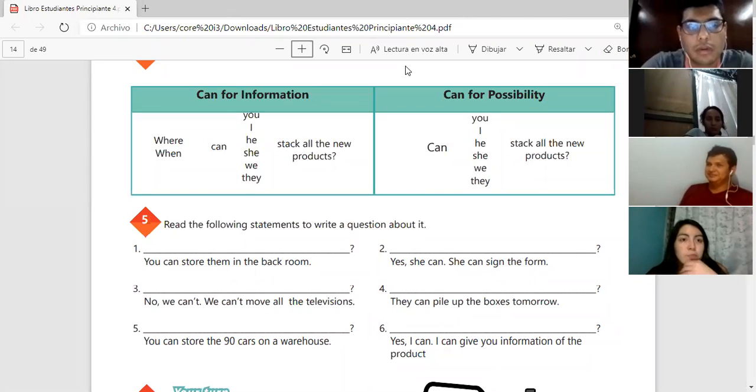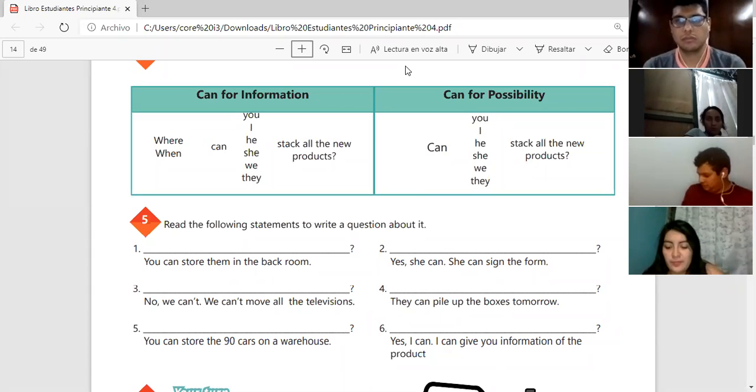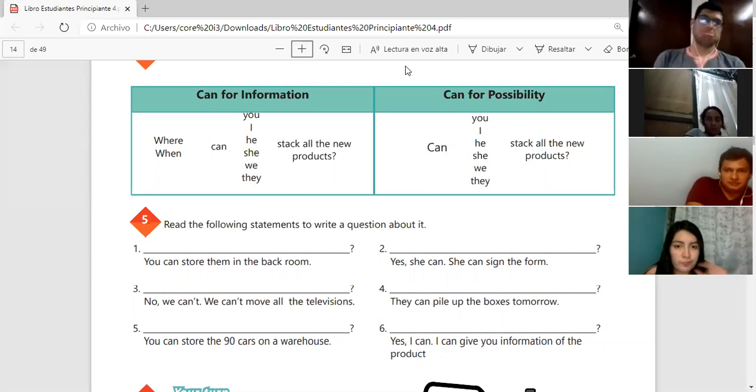Now let's see Adolfo. Adolfo, if I say, can I send you the information tomorrow? Can I send you the information tomorrow? What is that? Ability, possibility, information, or favor, or permission? Is possibility. Exactly, it is a possibility. Can I send you the information tomorrow? Is it possible? Yes, no? So that is a question.